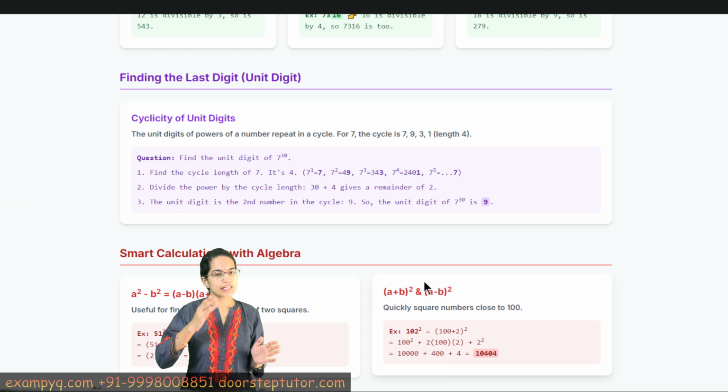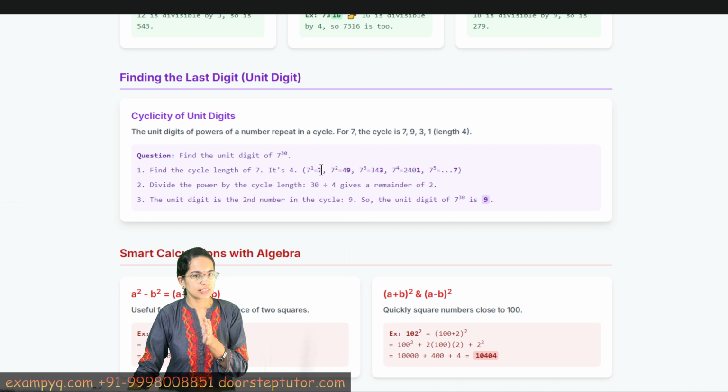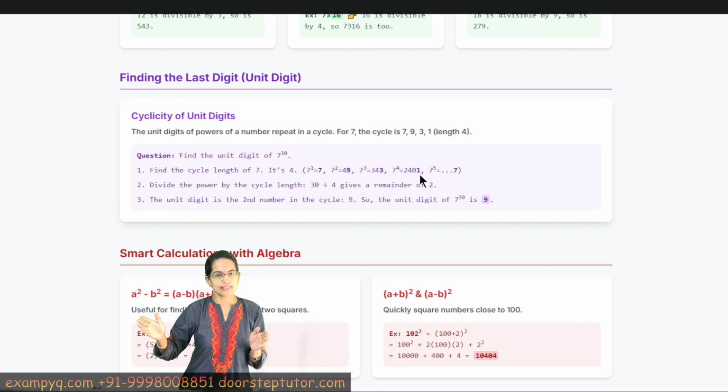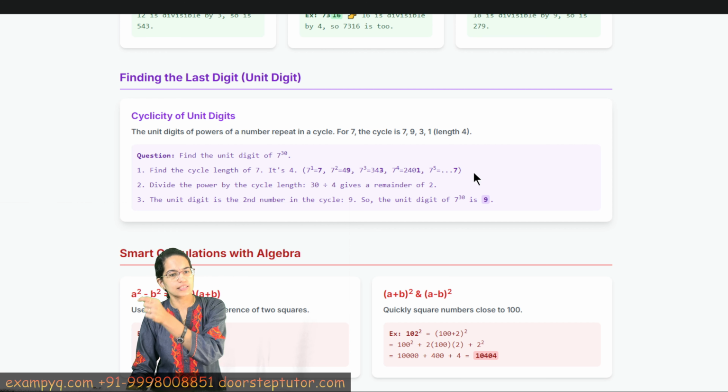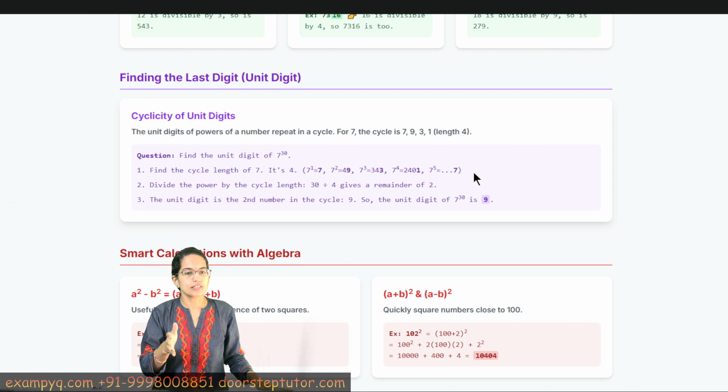That means 7 raised to power 1 is 7, 7 raised to power 2 is 49. So I'll take the last digits in each case. So in the first case it is 7. The second case it is 49, so 9 is the last digit. 7 raised to power 3 is 343, so 3 is the last digit. And 7 raised to power 4 is 2401, that is 1 is the last digit. That means the cyclic pattern is repeating, and if I take 7 raised to 5, the last digit would be again 7. So the cyclicity is in the order 7, 9, 3 and 1.